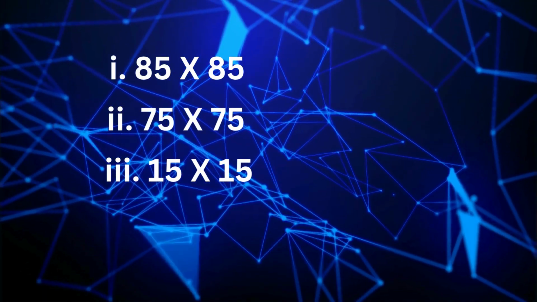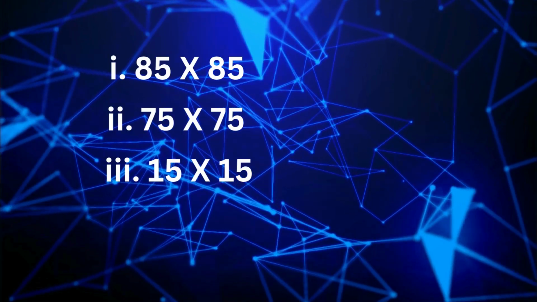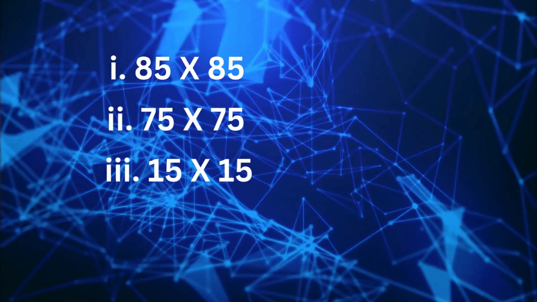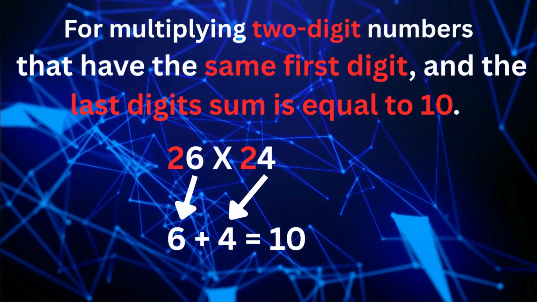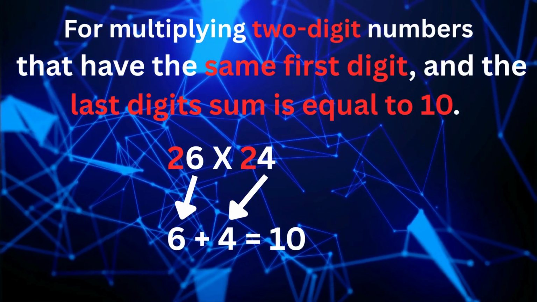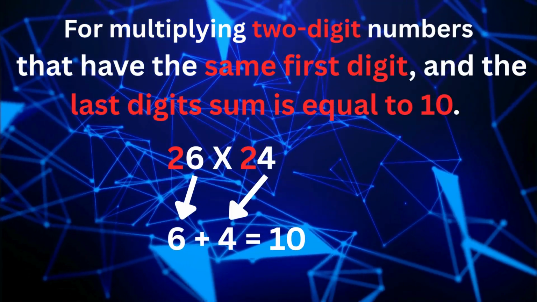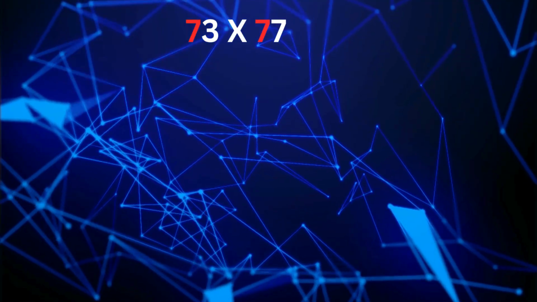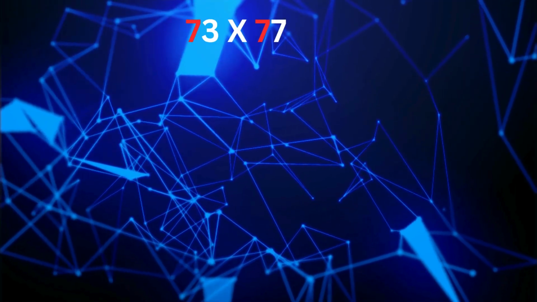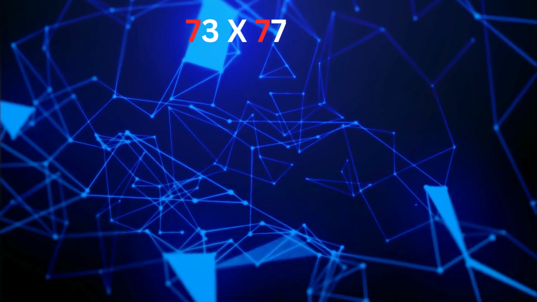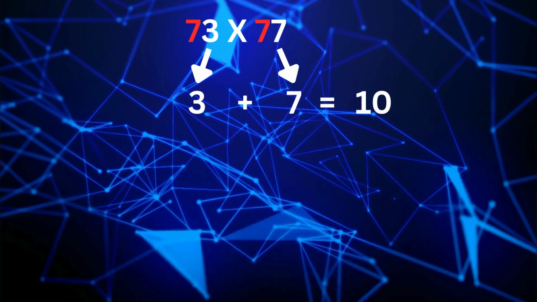But wait, there's more. There's a similar trick for multiplying two-digit numbers that have the same first digit and the last digits' sum equal to 10. Let's see how that works. Take 73 multiplied by 77. Both numbers start with 7 and the last digits, 3 plus 7, equals 10.